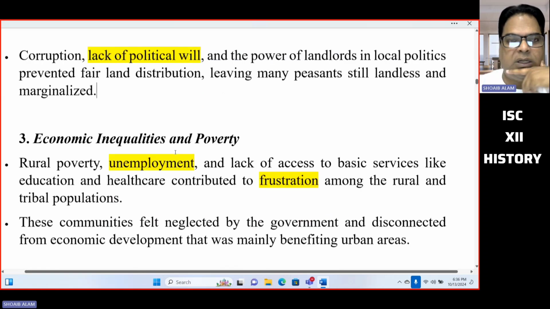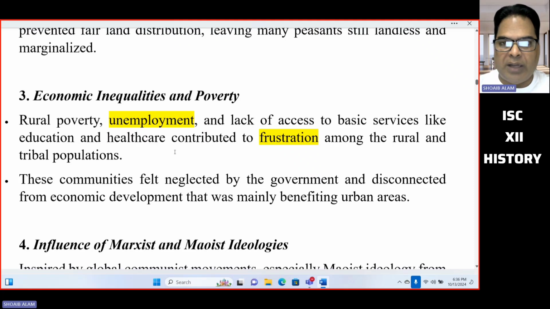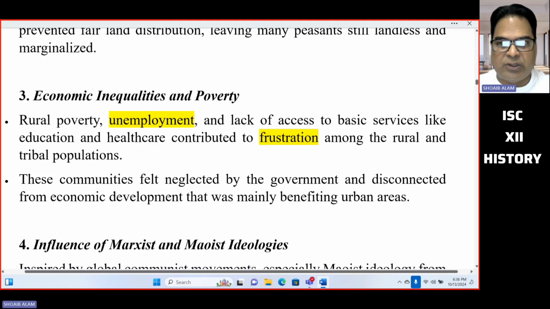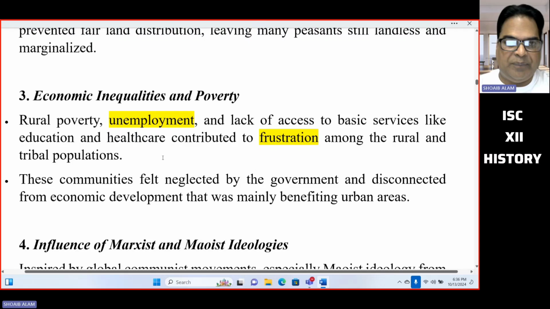Now, the third point is economic inequalities and poverty. Of course, there is rural poverty, unemployment, and lack of access to basic services like education and healthcare. All these contributed to frustration among the rural and the tribal population. That means the tribal population was frustrated because basic services were not provided to them. Due to that, rural poverty increased and unemployment was on the rise.